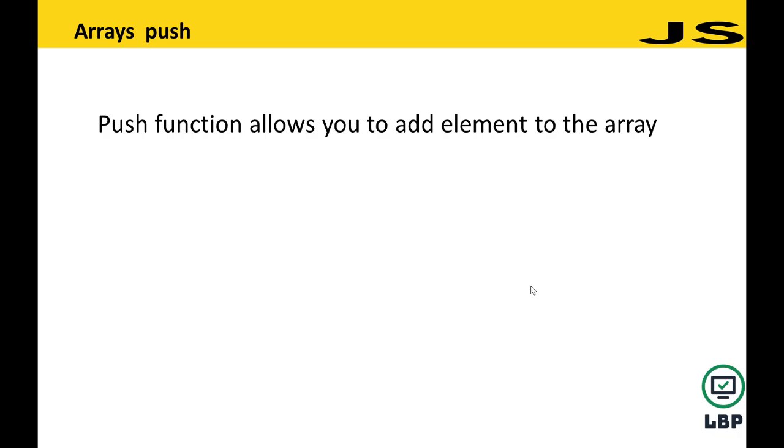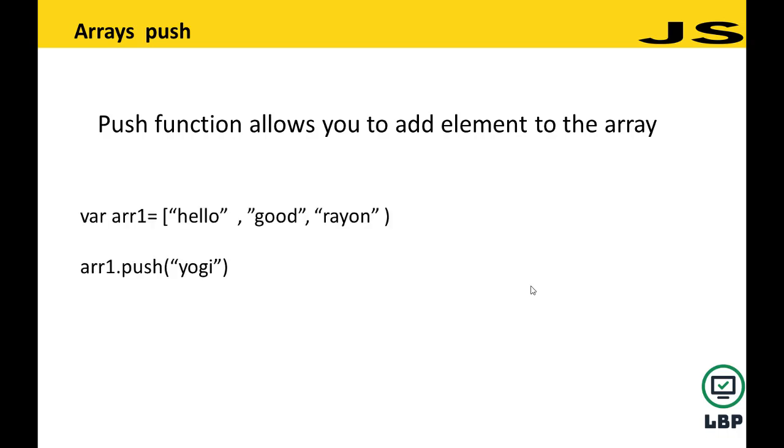In this video, we will talk about functions, like we saw in the first video about arrays, the property length. Here we will use just a built-in function that allows us to add elements to the array. For example, I have an array that contains 3 elements: hello, good, and Ryan. This is just a random 3 elements. And if I use the name of the array, that is R1, and I type dot push Yugi.